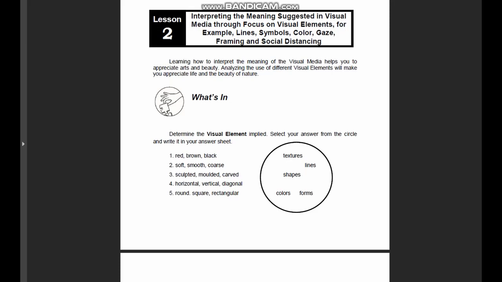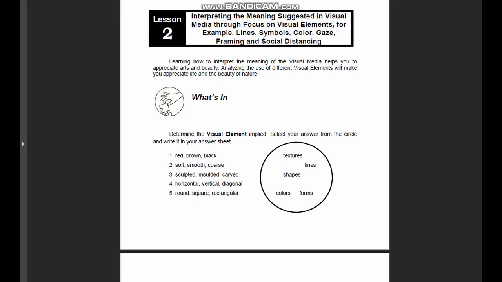And now we will go to What's In. We will determine the visual element implied in each number. We will select your answer from the circle and write it on your answer sheet. We have our choices in the circle: textures, lines, shapes, colors, and forms. And now we will have our numbers and items.